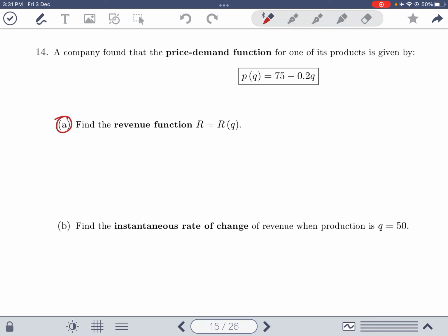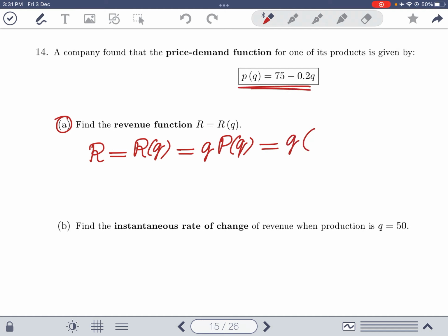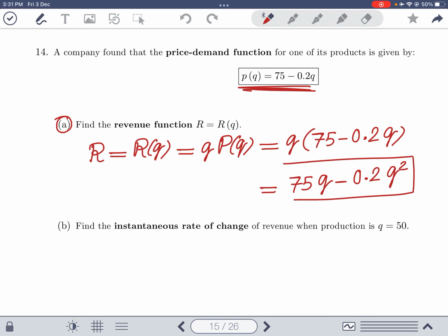So here first we need to find the revenue function, R. Remember, the revenue is just the quantity multiplied by its price. The quantity, Q, by the price of Q. And so this will be Q times P of Q, which is given here, 75 minus 0.2Q. And so this will be 75Q minus 0.2Q squared.